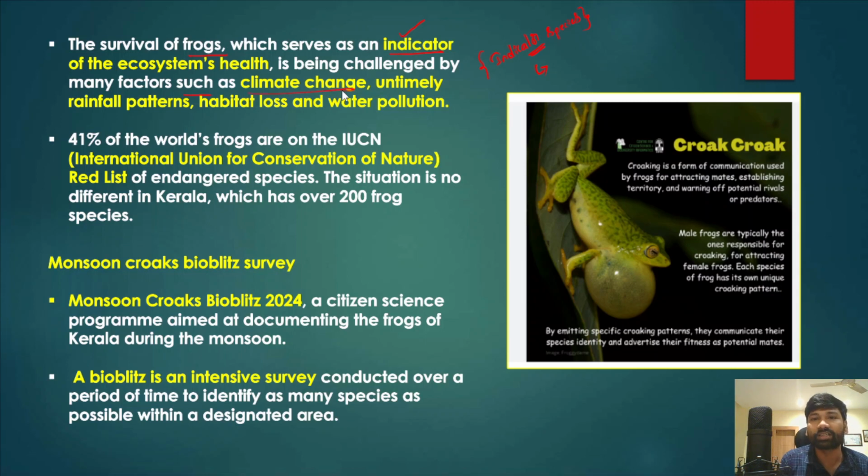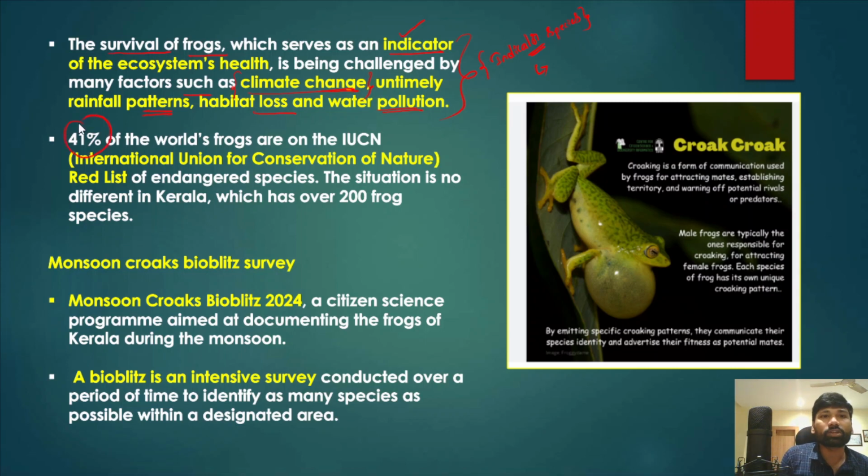For example, climate change. Now with climate change, what has been happening? We have been experiencing erratic rainfall and even the failure of the monsoons. But on the other hand, the monsoon very often corresponds with the frogs and their breeding. So climate change has been altering the rainfall patterns, and the survival of frogs is impacted by climate change and untimely rainfall patterns, habitat loss, and water pollution. Water pollution is another major challenge that has also been impacting the survival of these frogs.